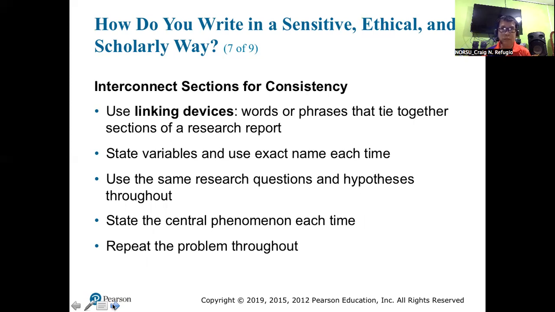Well, that's true in our English courses. We were taught that we should avoid redundancy. But in research, all of those terms that we use at the very beginning should be exactly used all throughout the manuscript. So, state the central phenomenon each time. Repeat the problem all throughout. Why? Because that is actually what we are going to take up. That is what we are actually dealing with in the entire research process from the very beginning until the completion of the research paper.